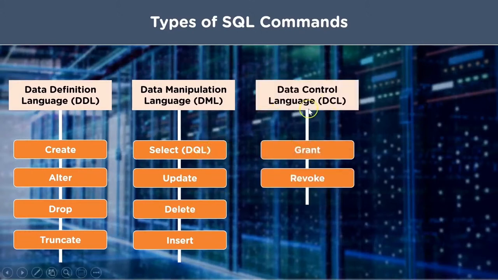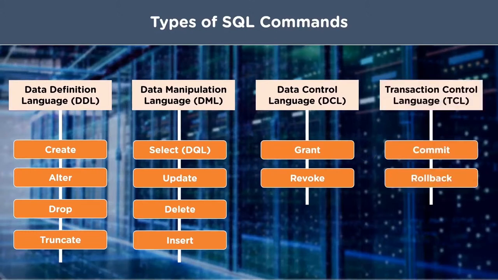Third, we have data control language or DCL. DCL commands allow you to control access to data within the database. These DCL commands are normally used to create objects related to user access and also control the distribution of privileges among users. So we have grant and revoke, which are the examples of data control language. Finally, we have something called Transaction Control Language or TCL. TCL commands allow the user to manage database transactions. Commit and rollback are examples of TCL.